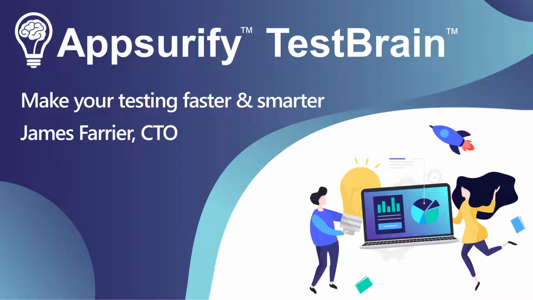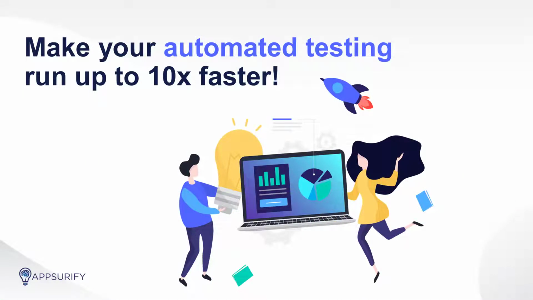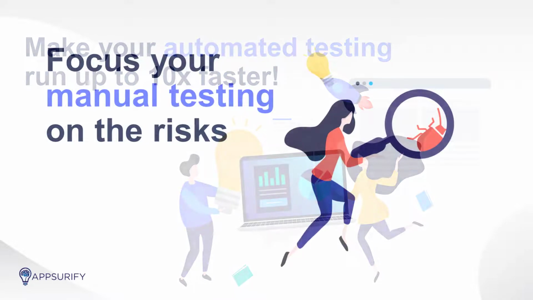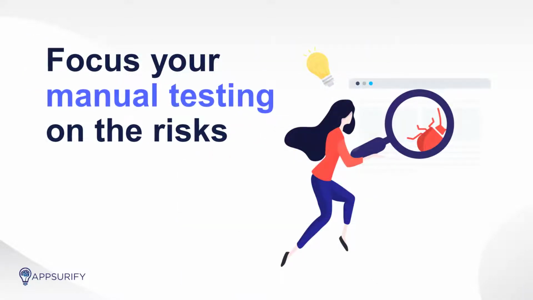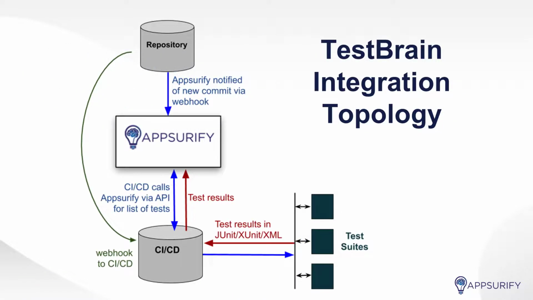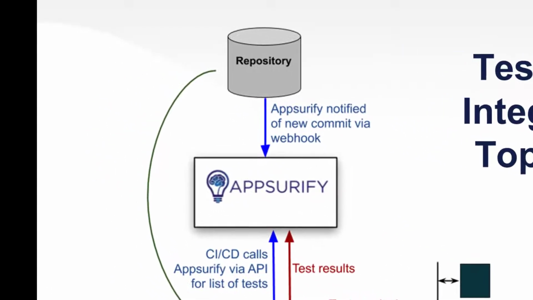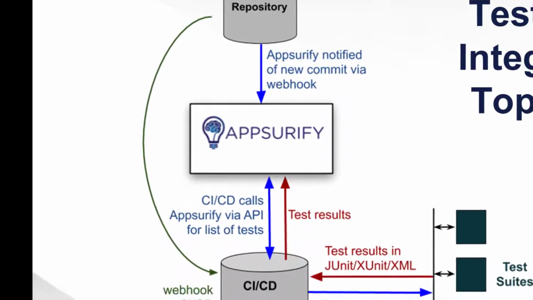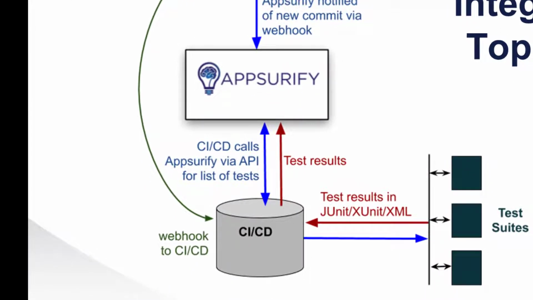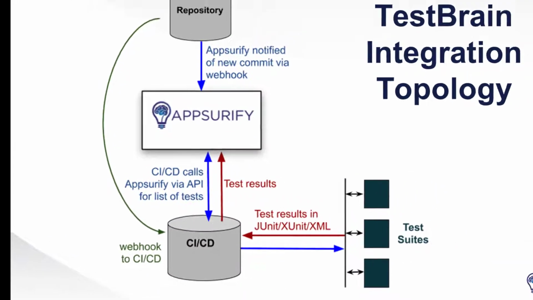Today I want to show you a quick demo of TestBrain. TestBrain plugs into your existing testing processes to make your automated testing run up to 10 times faster and helps you focus your manual testing on the risks. I'm going to start with the manual testing, since that only requires integration with the code repository. Then we'll connect to the CI/CD pipeline and show you how it can speed up your automated testing too.